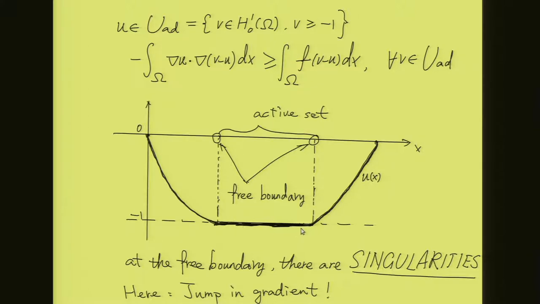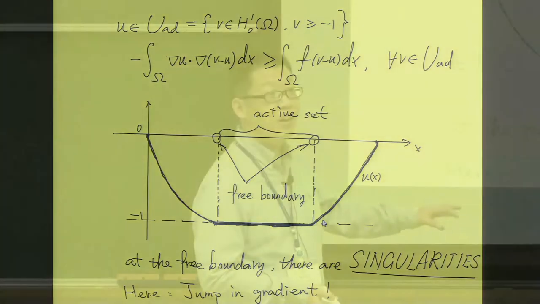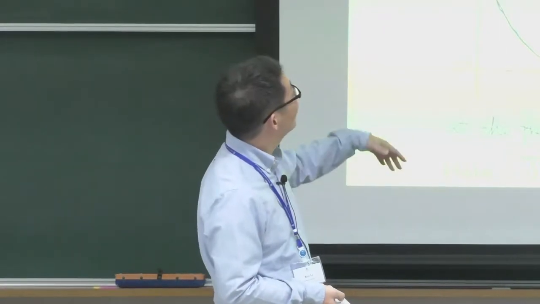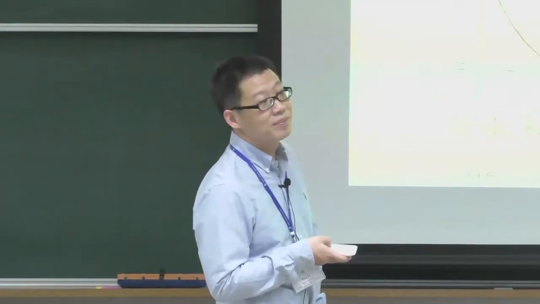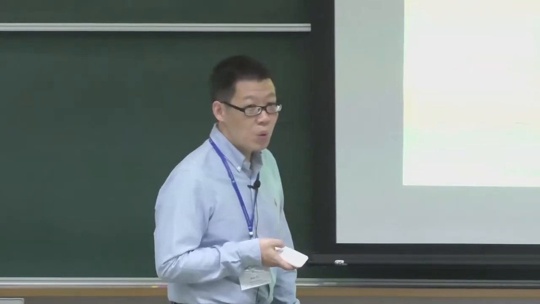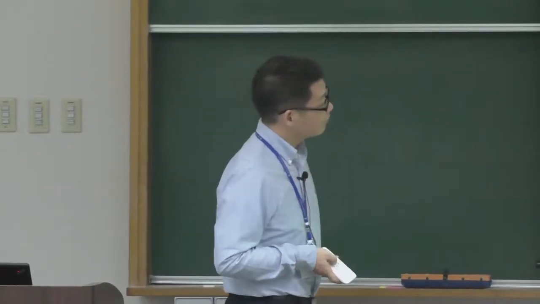This F does not work here, but F works on this part. These two points, since it's only one dimension, are the free boundary. And at the free boundary we will have a singularity. The singularity here means a jump in the gradient, and it's a weak singularity.